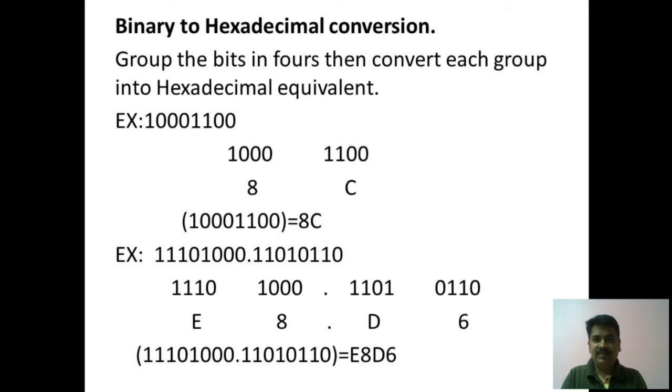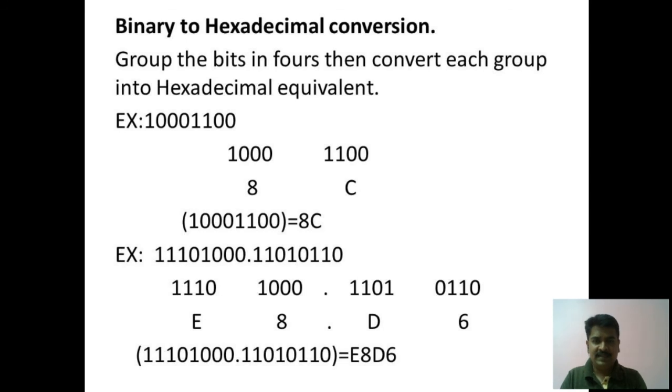Now I have given you an example of 8 digits. It's very simple to group. 4 digits you can group very easily. No extra zeros are required. 1000 is the first group. The equivalent hexadecimal digit is 8. The second group is 1100. A is 10, B is 11, C is 12. So 1100 is 12. You cannot write 12 in the hexadecimal number system, so instead of 12 you have to write C. Now the answer is 8C. 8C is the hexadecimal equivalent corresponding to the given binary number.